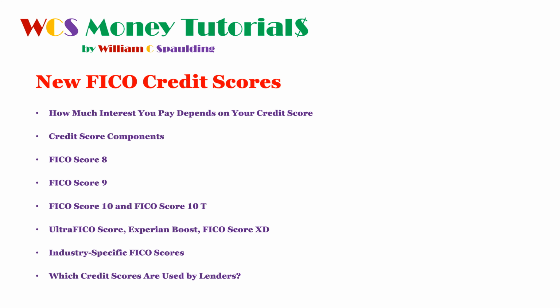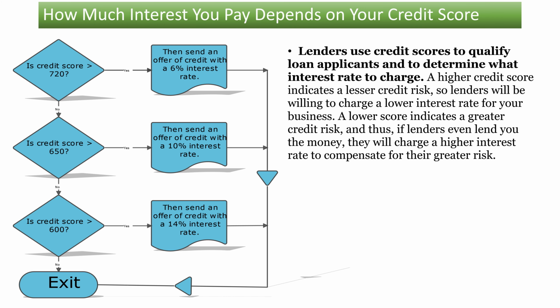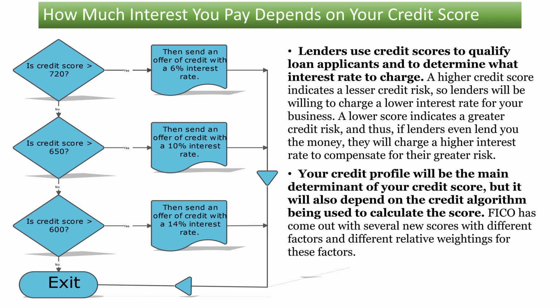Today's topic is the new FICO credit scores. How much interest you pay depends on your credit score. Lenders use credit scores to qualify loan applicants and to determine what interest rate to charge. Your credit profile will be the main determinant of your credit score, but it will also depend on the credit algorithm being used to calculate the score.